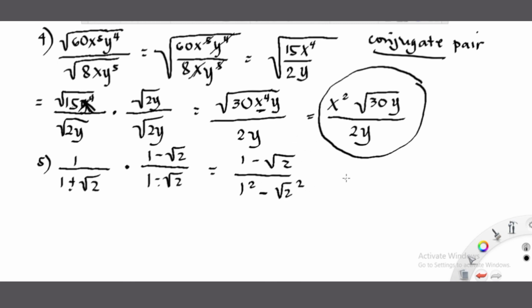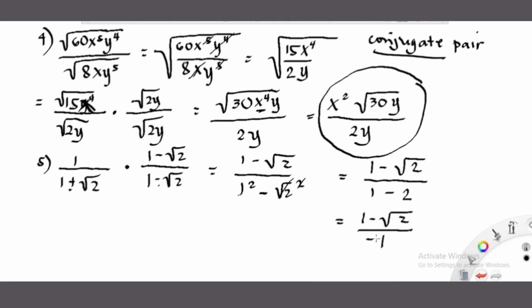So, simplify pa natin yung denominator. So, sa taas, wala na tayong mababago. 1 minus the square root of 2 all over. So, 1 squared is 1 minus. So, the square root of 2 squared, just cancel out the radical sign and the exponent. So, 2. Okay, simplify the denominator. So, this is equal to 1 minus the square root of 2 all over 1 minus 2 is negative 1. So, denominator is negative 1.